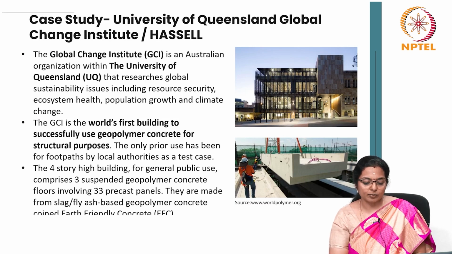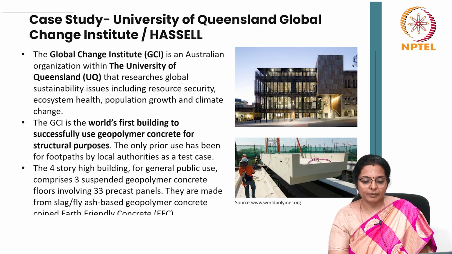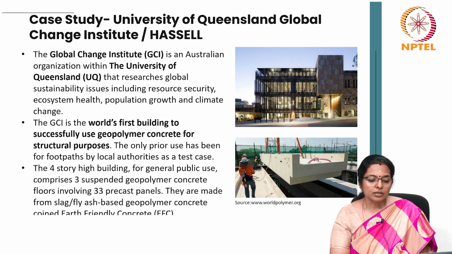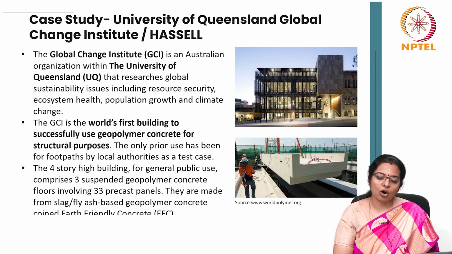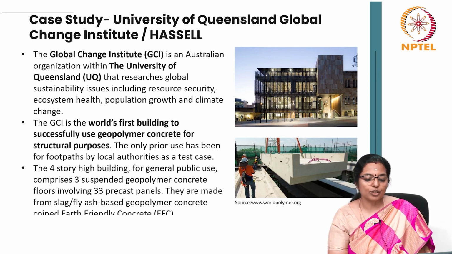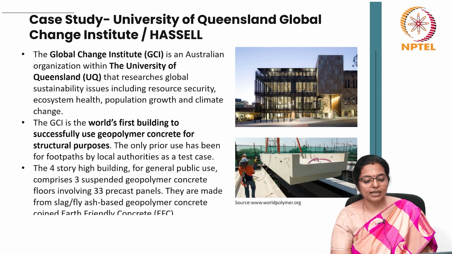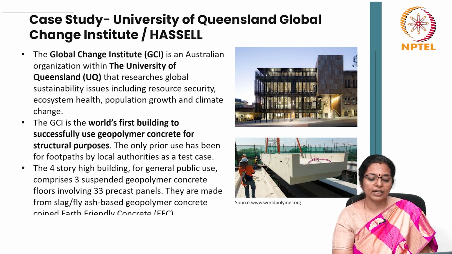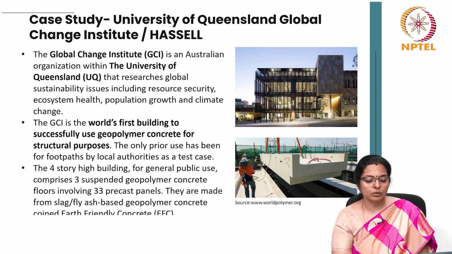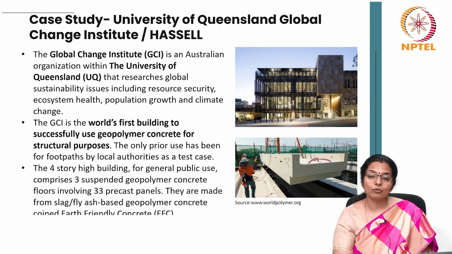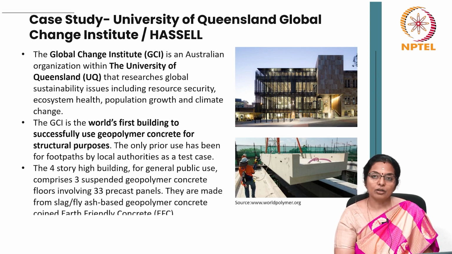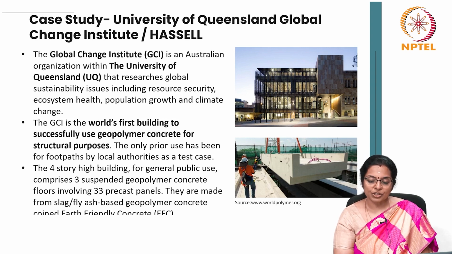We will quickly see one small case study where this material, geopolymer concrete, is used. The Global Change Institute is an Australian organization in the University of Queensland that researches global sustainability issues including resource security, ecosystem health, population growth and climate change. The Global Change Institute is the world's first building to successfully use geopolymer concrete for structural purpose. The only prior use has been for footpaths by local authorities as a test case. It is a 4-story building for general public use.